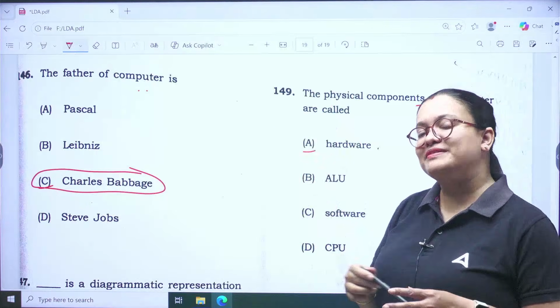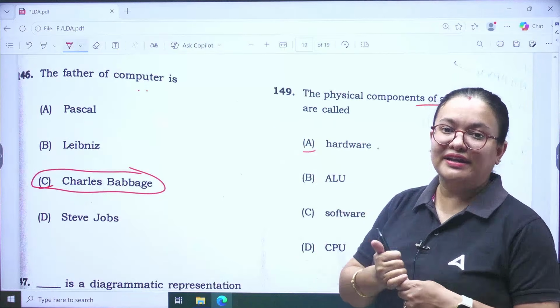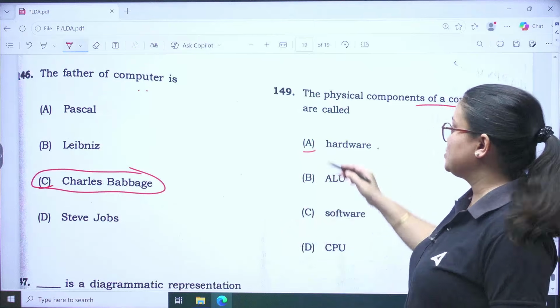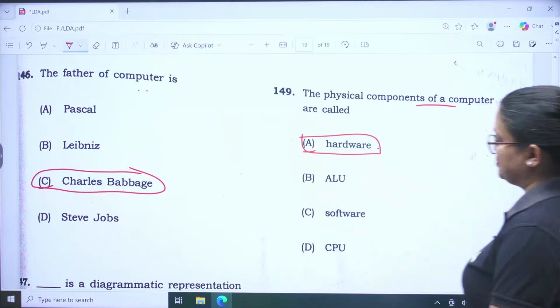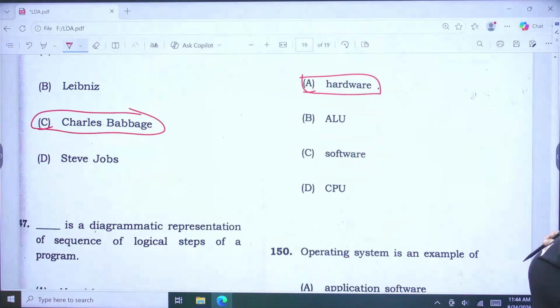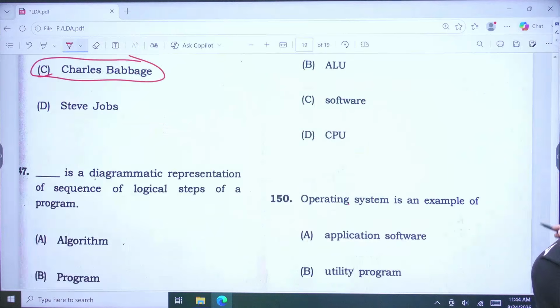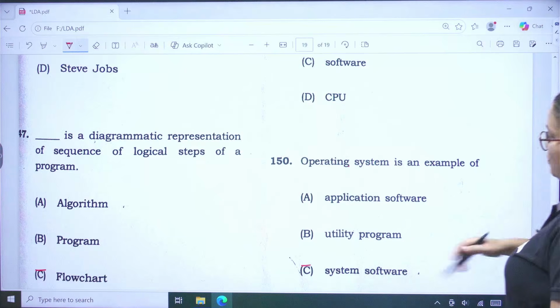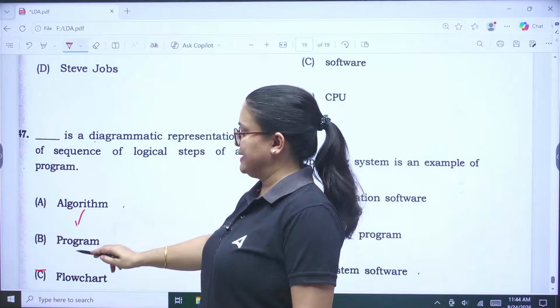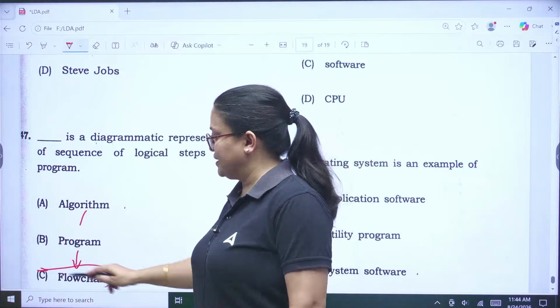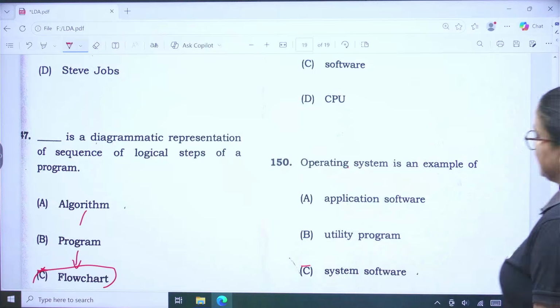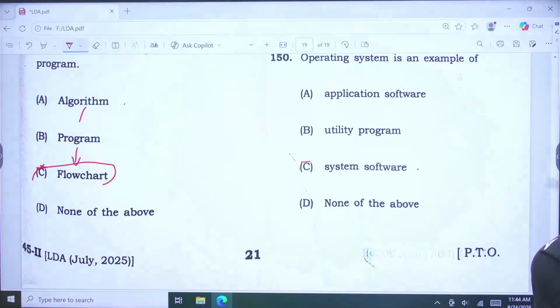The physical component means whatever I am seeing, whatever I am holding. Those are known as physical components, while hardware is the physical component of a computer. Next, question 147: this is a diagrammatic representation of a sequence of logical steps of a program. Whenever we talk about steps, like this is a step, this is the next step, the answer is a flow chart, whenever we talk about logical sequential steps of a program, okay?